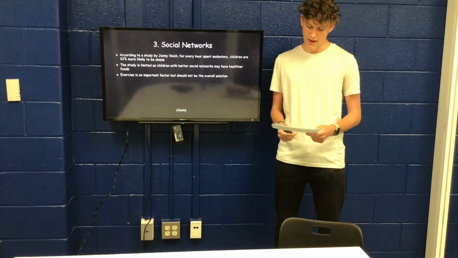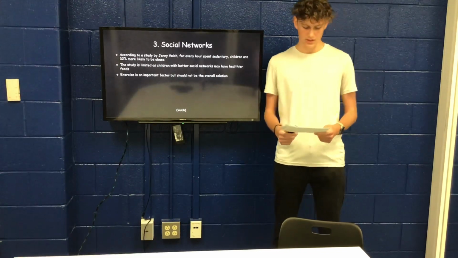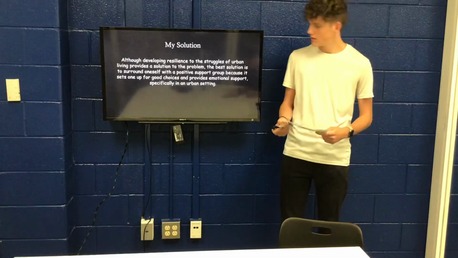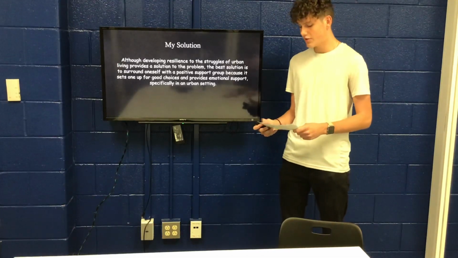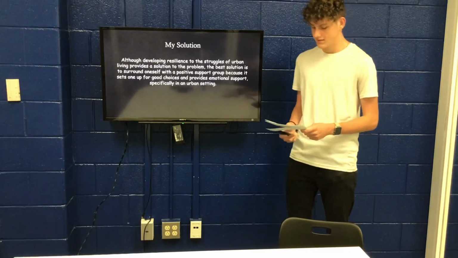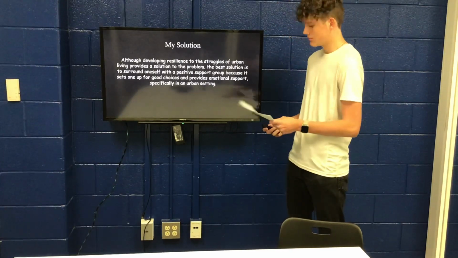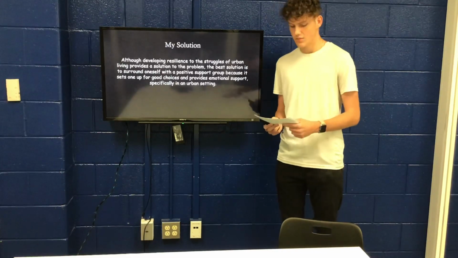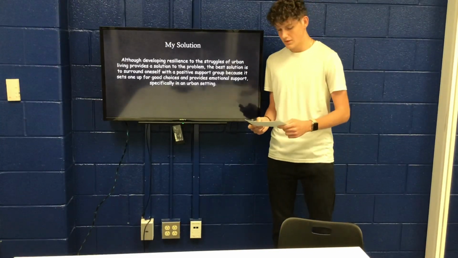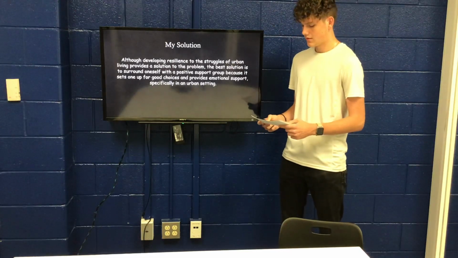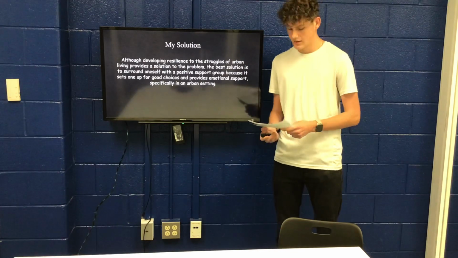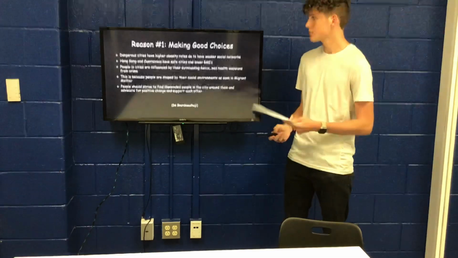Exercise here is a viable adjunct solution, but social networks are the main focus of the solution discussed here. After reviewing these possible solutions, although developing resilience provides an additional positive attribute, the most effective solution is a positive support group, as it can provide a strong emotional foundation and motivation for healthier lifestyle choices. People who are surrounded by others who support them in making lifestyle changes for health reasons find it much easier to make these choices.